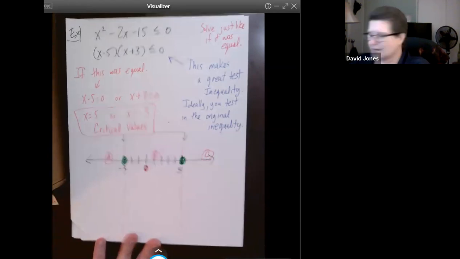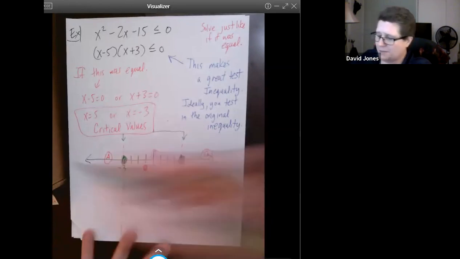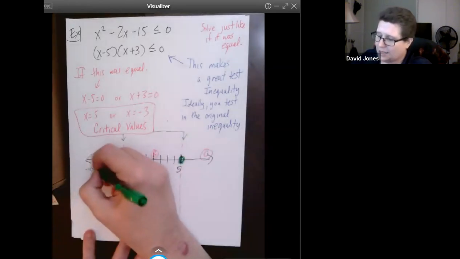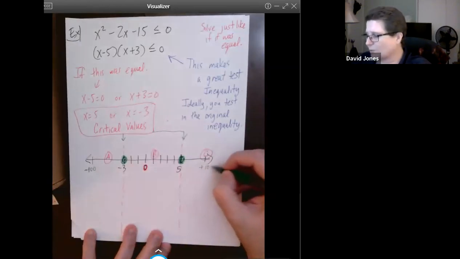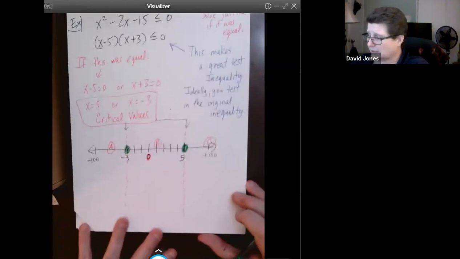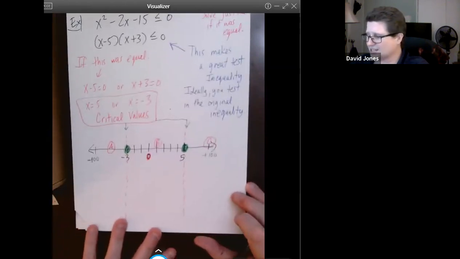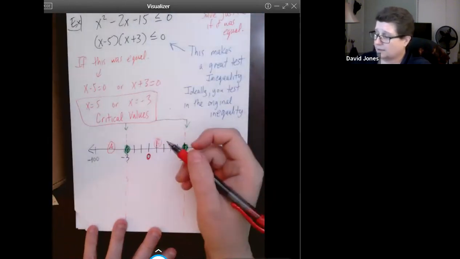And then I try to pick values, if I can, that are nowhere near the values I'm looking at. So maybe negative 100 is a long ways to the left of negative 3. Positive 100 is a long ways to the right of 5. And then I'm going to test those values in my inequality. Okay?